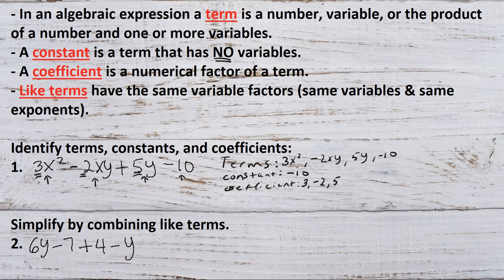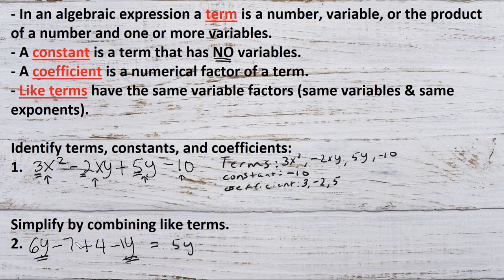Next we're going to go over like terms. In order to simplify by combining like terms, we are looking for the terms that have the same variables and also the same exponents. So the first thing that we see here is this 6y. We also see this negative y, and basically this negative y has a 1 in front, right? So if we were going to subtract them, it would be 6y minus 1y. That would give us 5y.